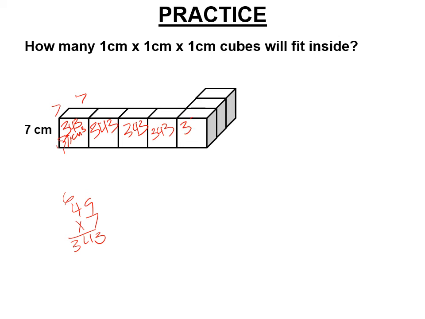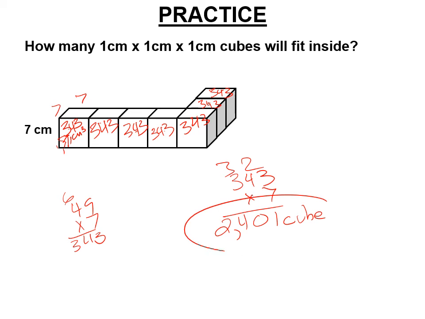So right, and so how many of these 343s do we have here? 1, 2, 3, 4, 5, 6, 7. Just coincidentally, there are 7 of them again. 3 times 7 is 21, 28 plus 2 is 30. 21 plus 3 is 24, and there's 2,401. Oh, cubes, right? It's not cubic centimeters. The question was how many 1 by 1 by 1 cubes will fit inside there? 2,401 exactly.